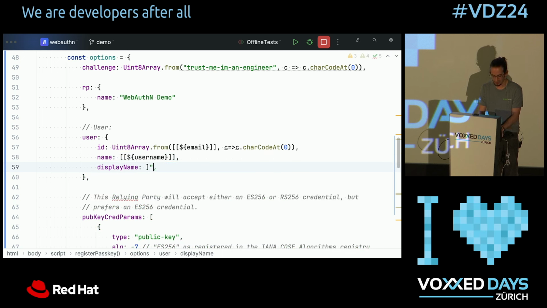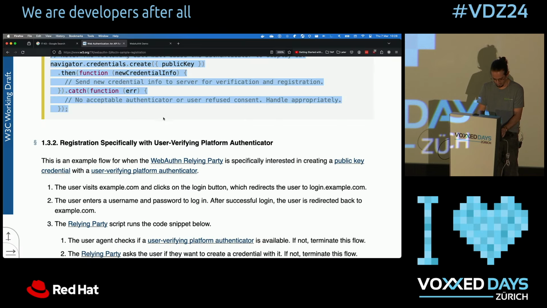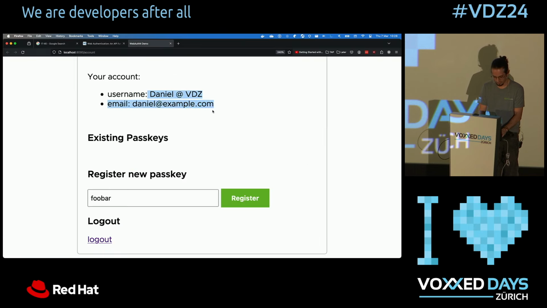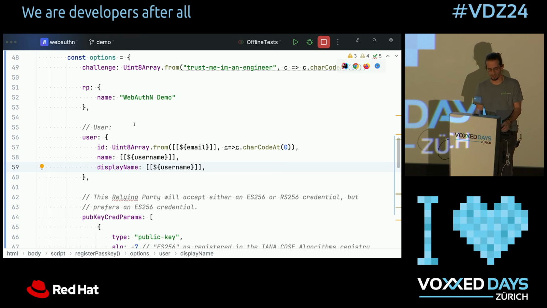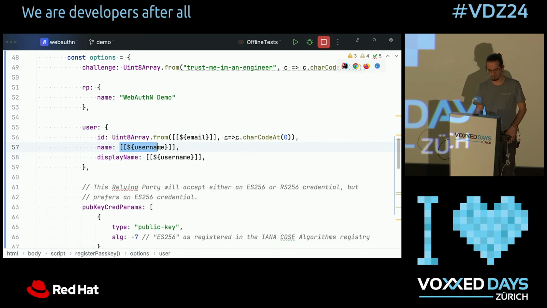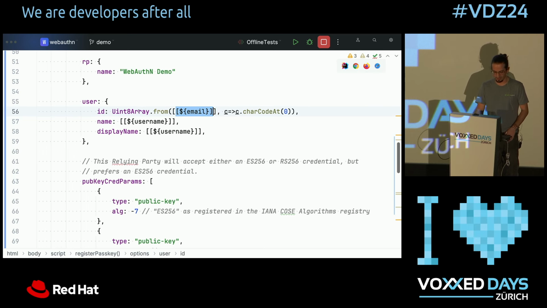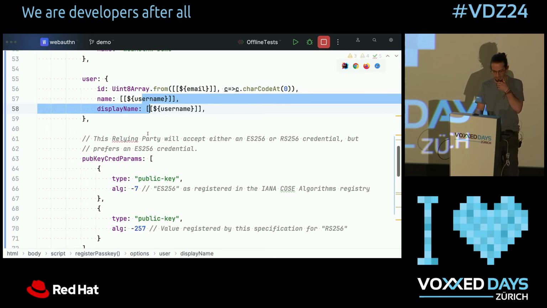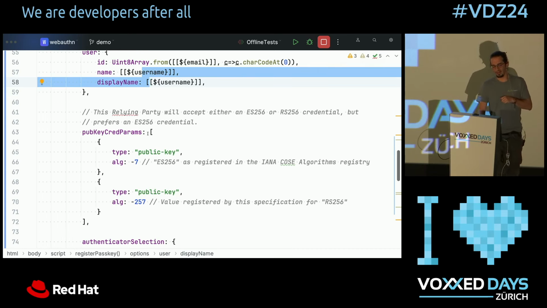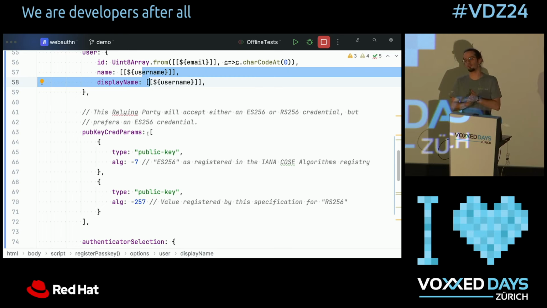These are actually displayed on the page in here, right? Username and email. So I can use them in JavaScript. This weird notation is because it's using Spring and Thymeleaf, so this is Thymeleaf injecting data into JavaScript. This is basically going to be a uint8 representation of my email, and then this is going to be Daniel@VDZ.